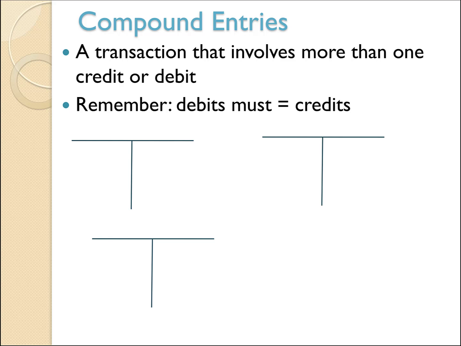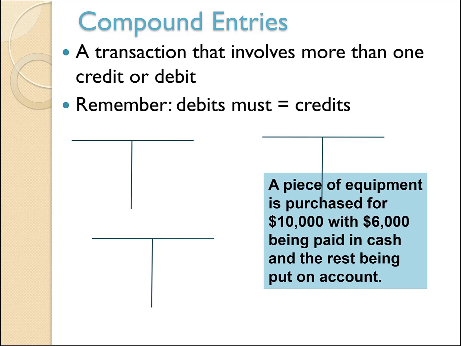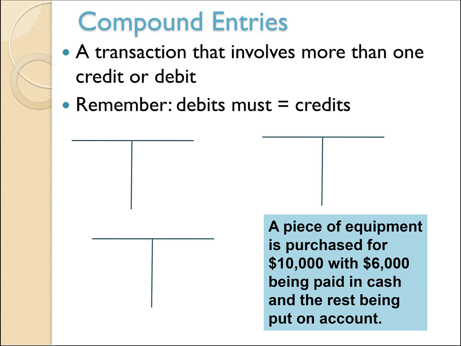So here's our transaction that will involve more than two accounts. A piece of equipment is purchased for $10,000, with $6,000 being paid in cash and the rest being put on account. So what is it that we're getting out of this transaction? We're getting equipment.